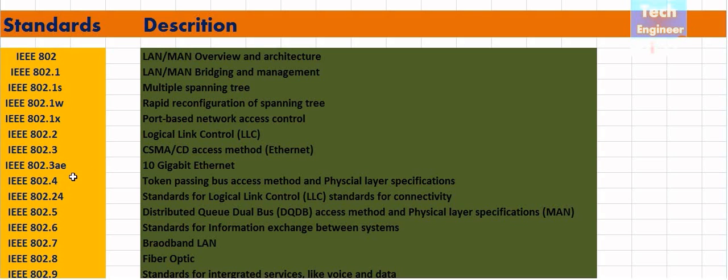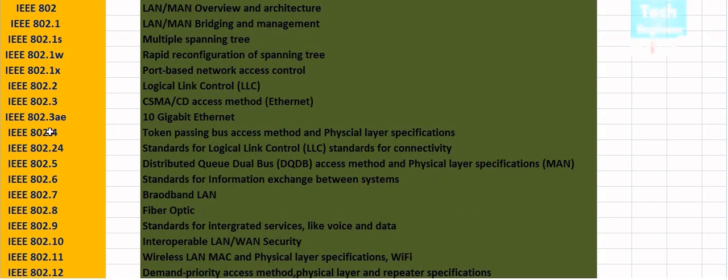For example, IEEE 802.4 is for the token passing bus access method and physical layer specification. IEEE 802.4 is for the token passing bus access method and physical layer specification. IEEE 802.2 is for standards for logical link control, LLC, standards for connectivity.